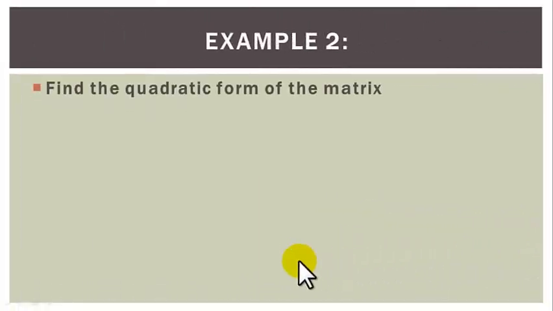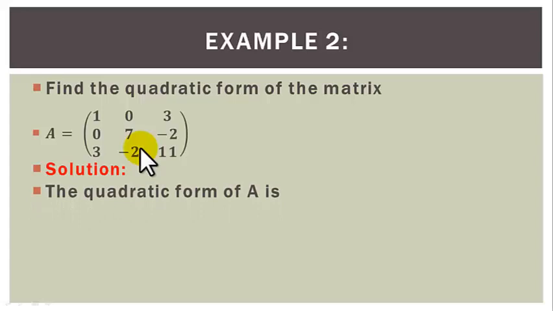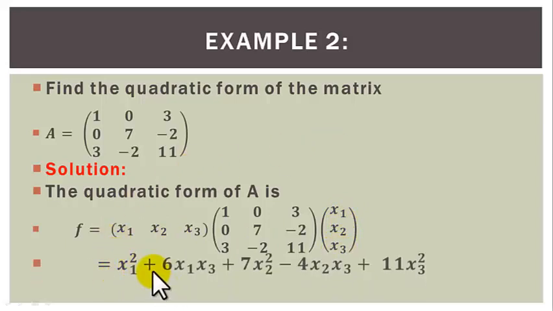Example 2. Find the quadratic form of the matrix A equal to the matrix consisting of the elements 1, 0, 3, 0, 7, minus 2, 3, minus 2, 11. Solution. Here, A is a 3 by 3 matrix. So the quadratic form will be a function of 3 variables x1, x2, and x3. So the quadratic form of A is f equal to x1, x2, x3 times A times the column vector x1, x2, x3. Multiplying this will give us x1 squared plus 6x1x3 plus 7x2 squared minus 4x2x3 plus 11x3 squared.